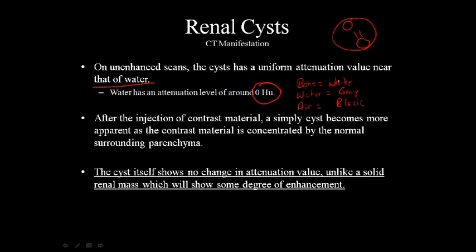After the injection of contrast material, a simple cyst, I know this says simply, but this is supposed to be a simple cyst, becomes more apparent as contrast material is concentrated by the normal parenchyma. So basically the cyst is not going to contrast, as we see that there is no change in attenuation value. However, it's going to become more apparent. It's going to jump out at you because of the kidney actually absorbing the contrast material. And so it's going to provide an interesting contrast. It's going to make it stand out due to the fact that the kidney has got enhancement.